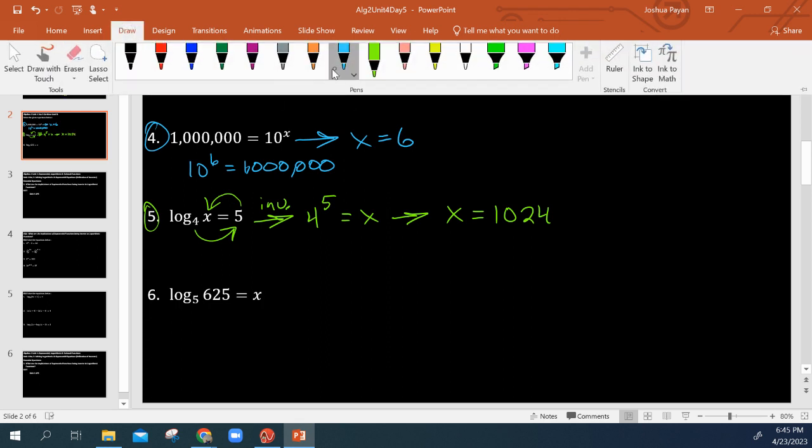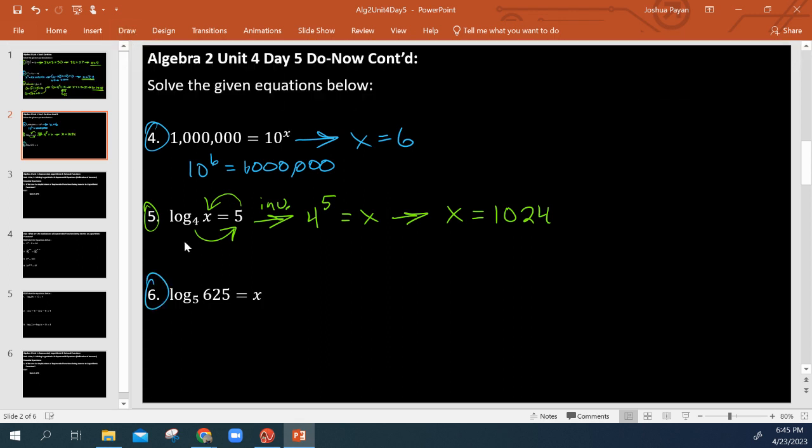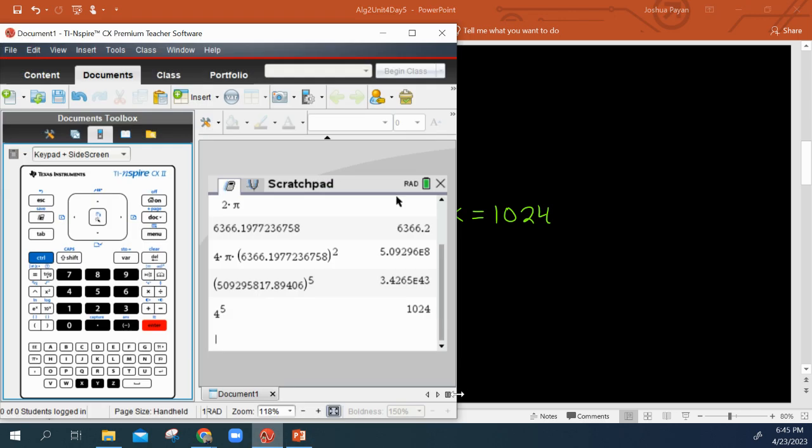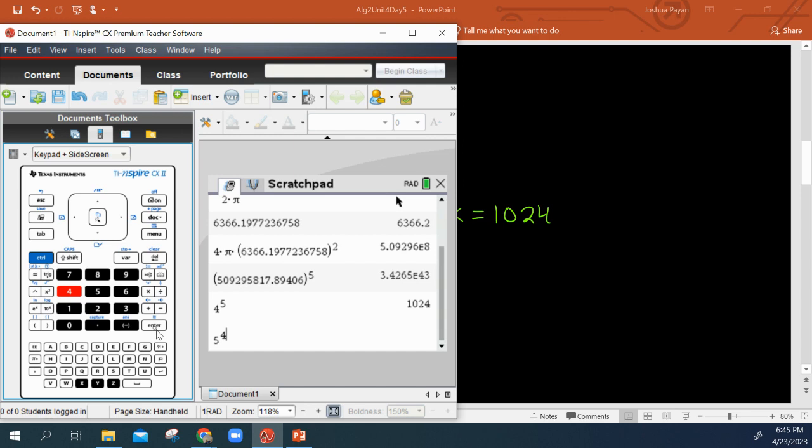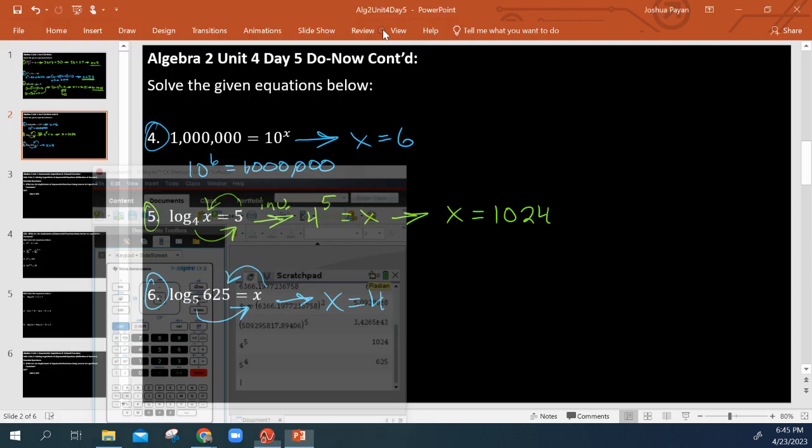Last example in this video, pretty much the same idea. We can still kind of use common sense. 5 to some power gives us 625. We know 5 to the second power is 25, 5 to the third power is 125, 5 to the fourth power is 625. So I know x is going to be equal to 4. And if I put this in the calculator just to see, 5 raised to the fourth power, yep, 625.